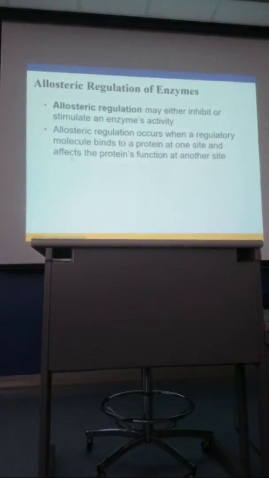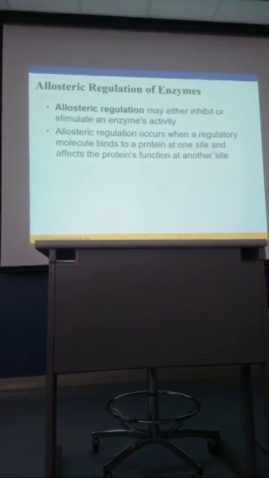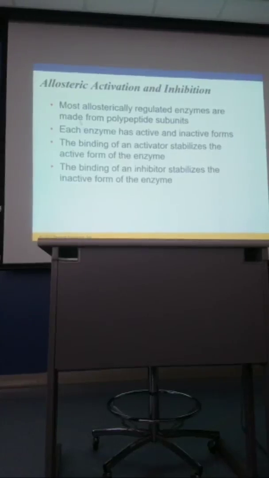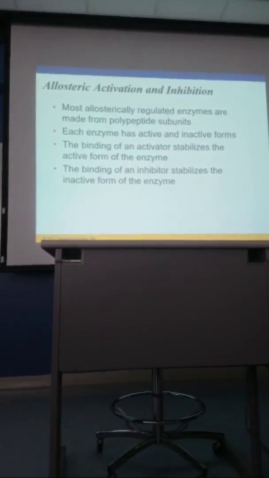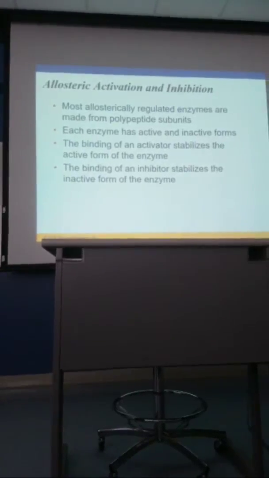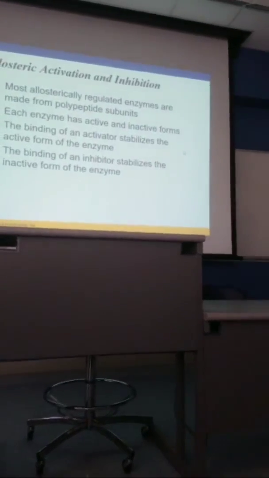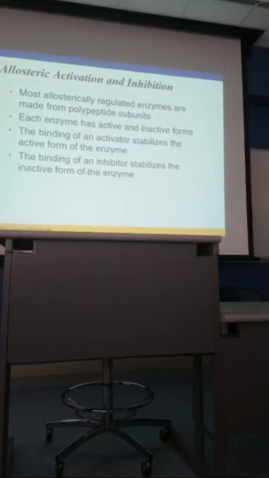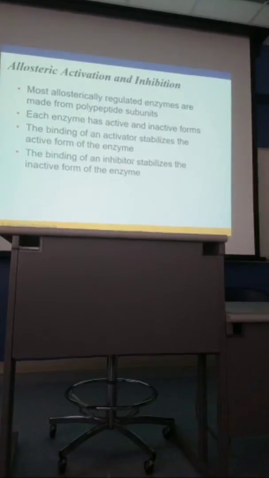Allosteric regulation may either inhibit or stimulate the activity. Notice, it occurs when a regulatory molecule binds to a protein at one site and affects the protein at another. Most of these allosteric enzymes that are regulated are polypeptide units. Notice we're not calling these proteins now, they're just a string of amino acids. Each enzyme has active and inactive forms. The binding of an activator can turn the enzyme on and make it function. The binding of an inhibitor can turn it off.